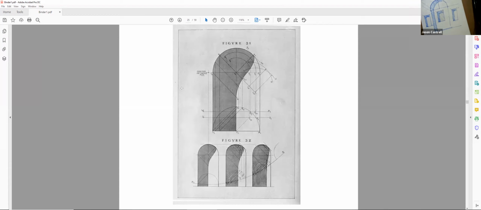Okay, can you see the arch niche on the screen in the PDF? Can everyone see that? Yes, sir. Okay, good.